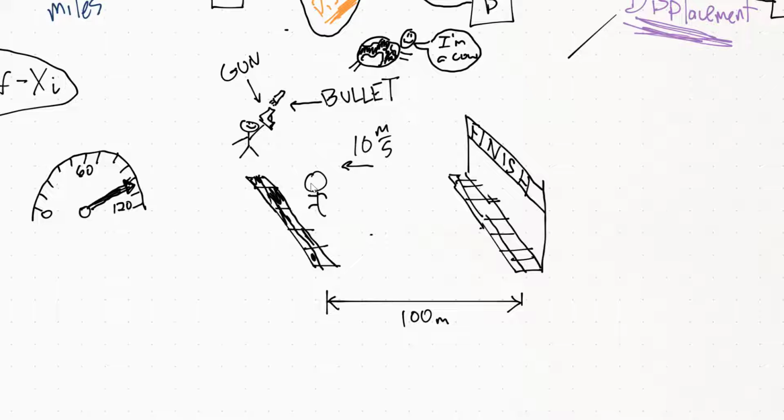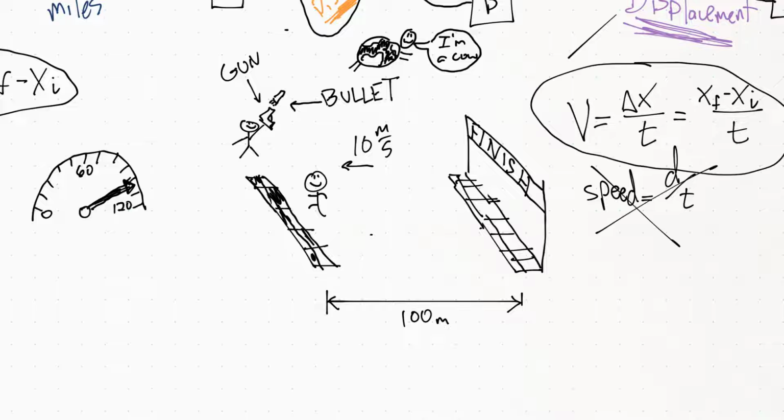Velocity involves direction, while speed does not. Velocity is a measure of displacement over time, while speed is a measure of distance over time. Here are the equations. In physics, it is more common to use displacement and velocity than speed or distance.